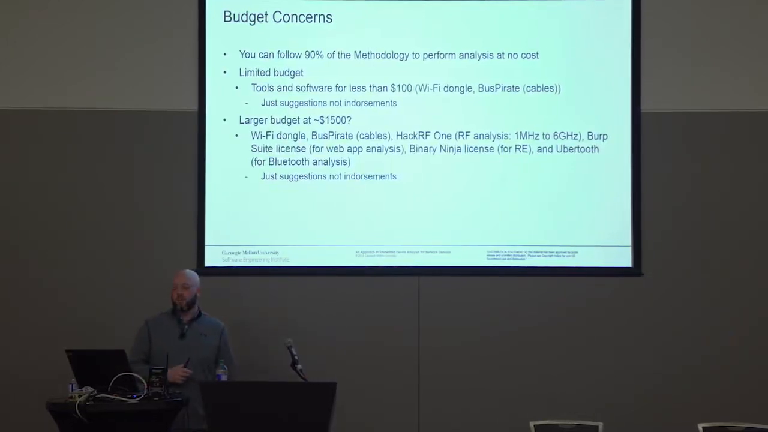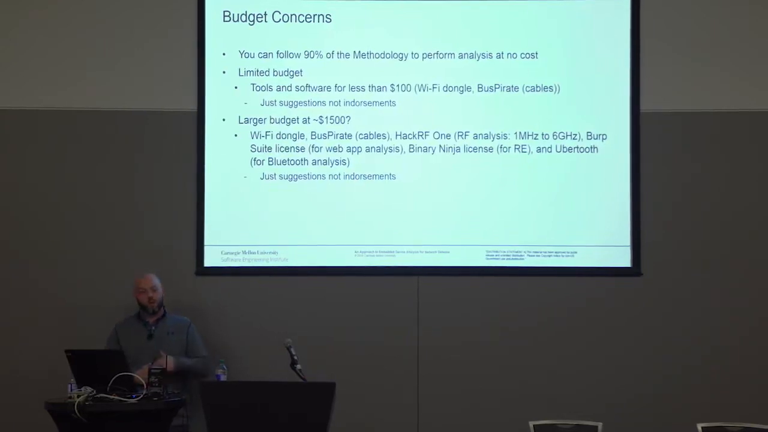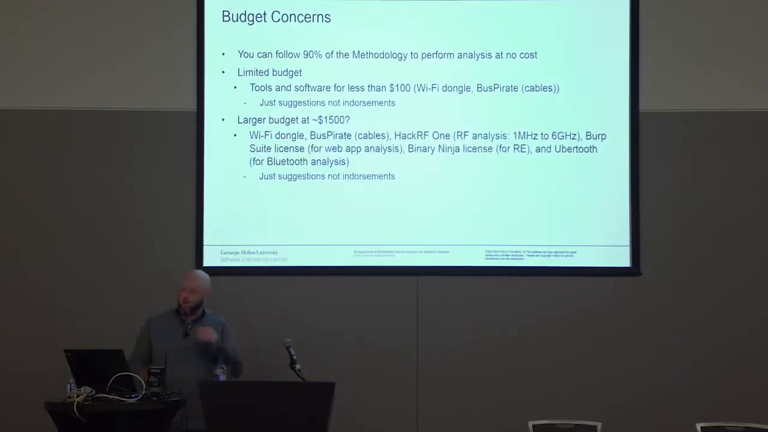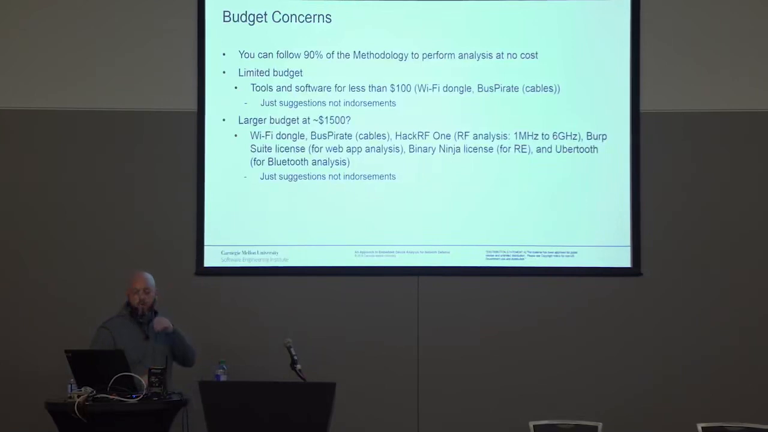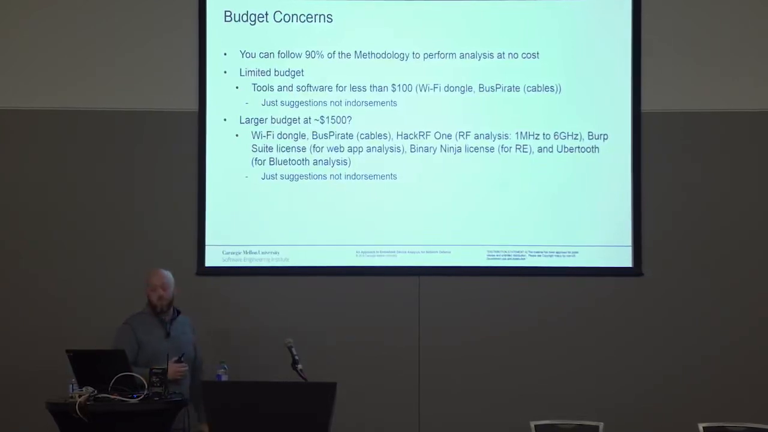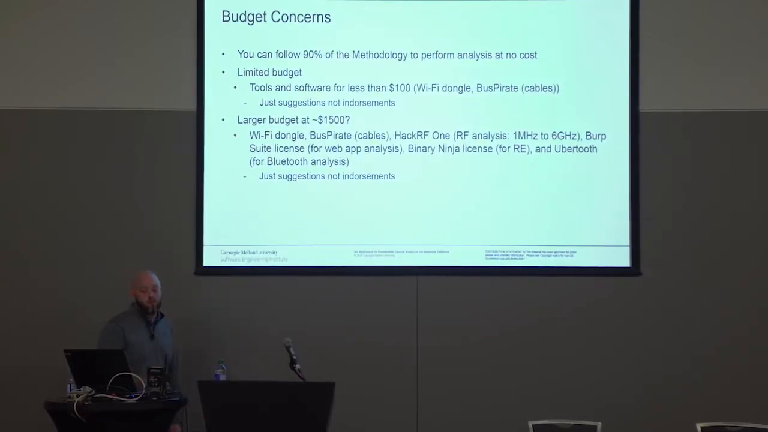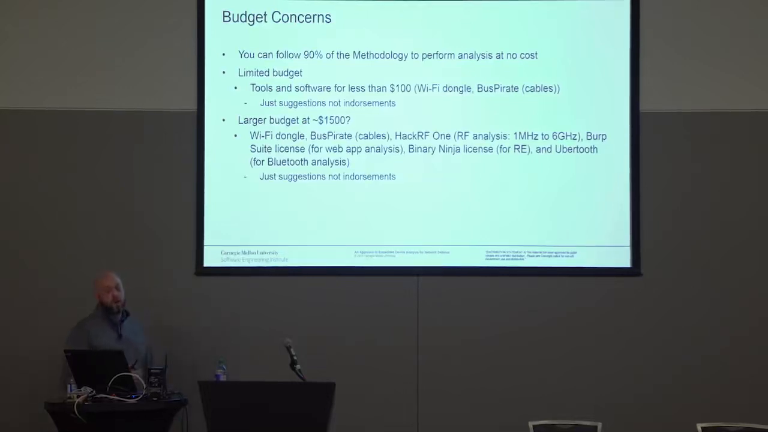Around $1,500 itself, you can buy the Wi-Fi dongle, the Bus Pirate. Maybe you have other frequencies. You can look at the HackRF One, which covers more of a range of frequencies on the device. You can buy a license for Burp Suite. You can buy a license for Binary Ninja to do some reverse engineering of the applications off of the device. If it has Bluetooth, you can buy the Ubertooth.